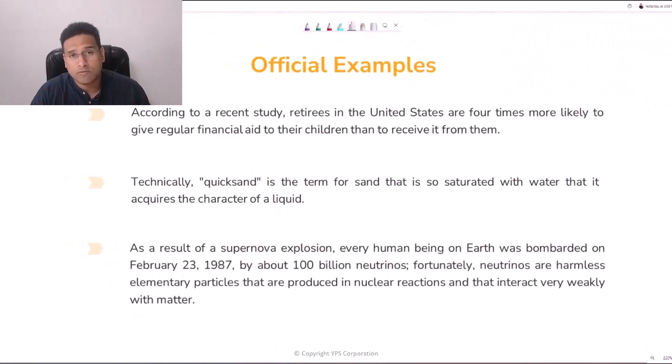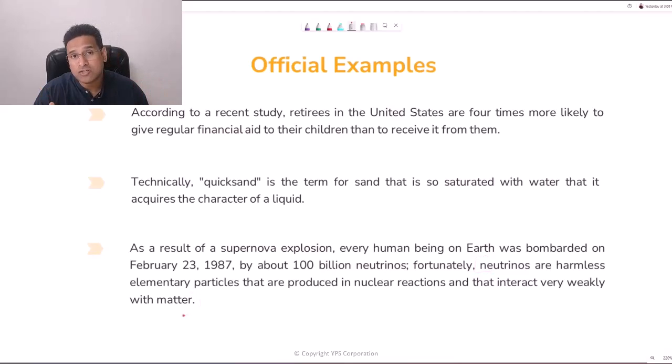As a result of a supernova explosion, every human being on Earth was bombarded on February 23rd, 1987 by about 100 billion neutrinos. Wow. Fortunately, okay, interesting. Neutrinos are harmless elementary particles that are produced in nuclear reactions and that interact very weakly with matter. Could you spot the sentence modifier? Absolutely correct. And the word is fortunately, separated from the clause by a comma, placed at the start of the second clause. So what is it that is fortunate? Well, it's the entire idea after the comma.